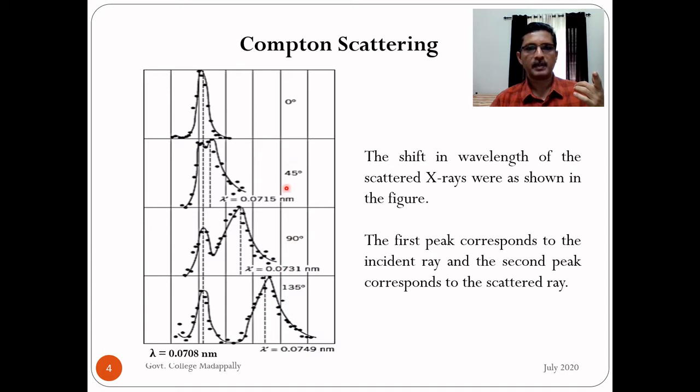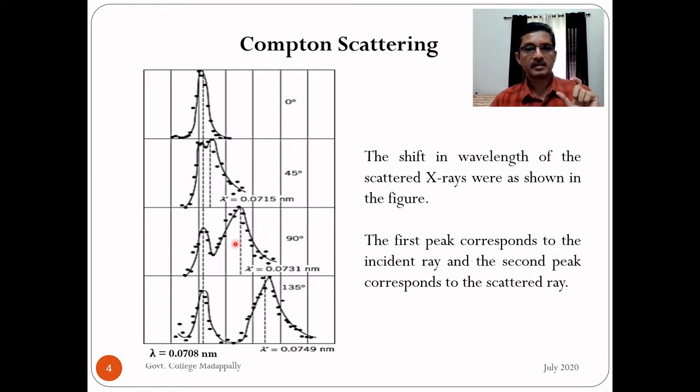Starting with the second panel, you can see two peaks, and these peaks are more pronounced at 90 degrees and 135 degrees. The first peak corresponds to the incident ray of 0.0708 nanometer. The second peak corresponds to the scattered ray. This is the wavelength of the second peak: at 45 degrees, 0.0715 nanometer; at 90 degrees, 0.0731 nanometer; at 135 degrees, 0.0749 nanometer. So we can see that with the scattering angle, there is a gradual increase in the wavelength of the scattered X-ray. So there is a shift.